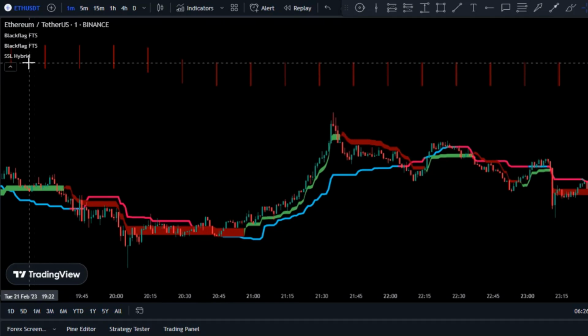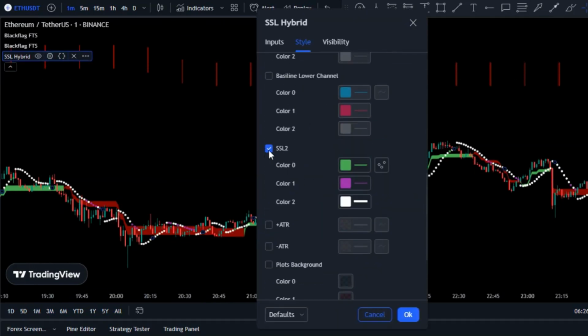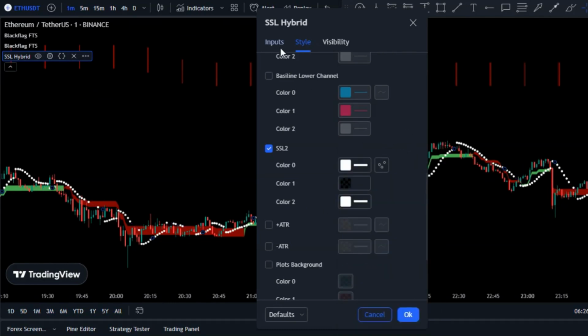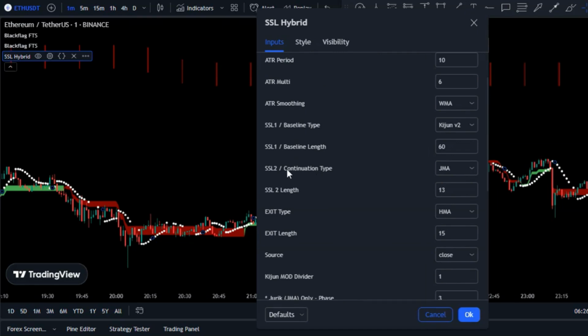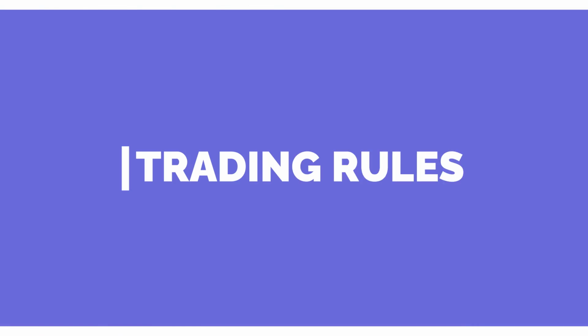To optimize the indicator, head over to its settings and in the style tab, only enable the SSL hybrid option and disable all the rest. Then head over to the indicator section and change the SSL type to MF and change its length to 4. Now we have fixed all the problems of this strategy. So now let's review the entry and exit rules together.